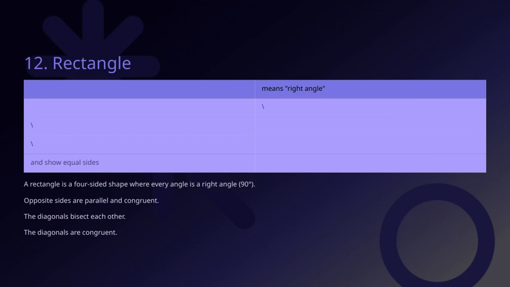Additionally, the diagonals of a rectangle have some interesting properties. They bisect each other, meaning they cut each other exactly in half at the point where they cross. Plus, the diagonals are congruent, so they are equal in length. All of these properties, right angles, parallel and congruent opposite sides, and congruent diagonals, work together to give the rectangle its distinctive shape. Connecting this to our overall theme, understanding these properties helps us recognize and distinguish rectangles in various contexts, whether in design, architecture, or geometry.